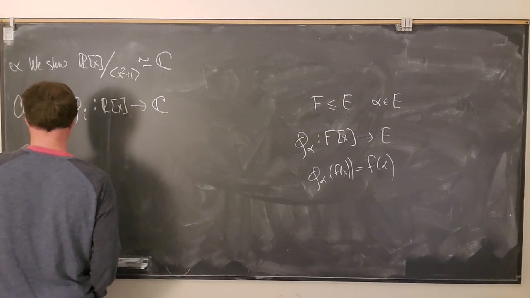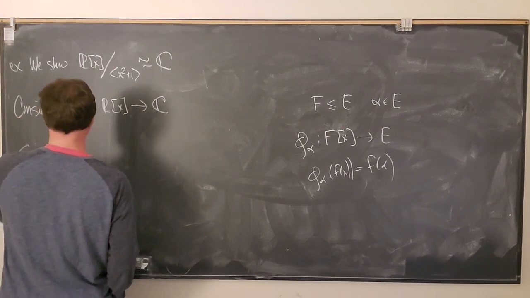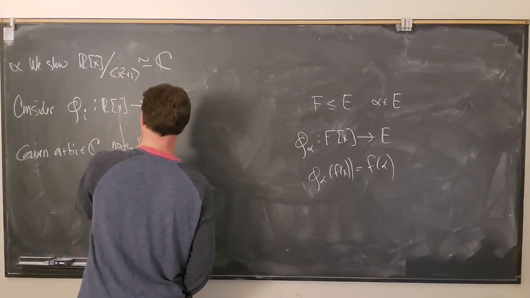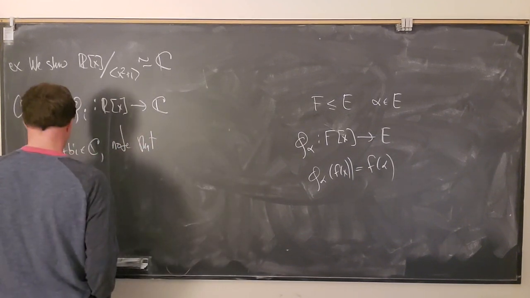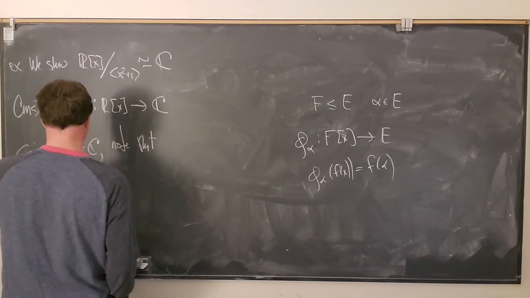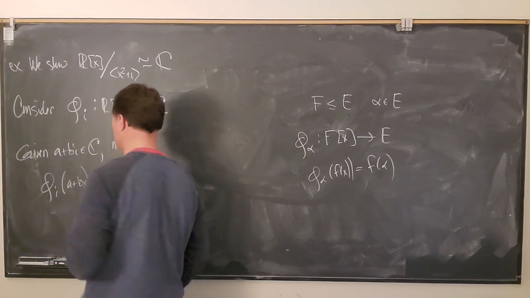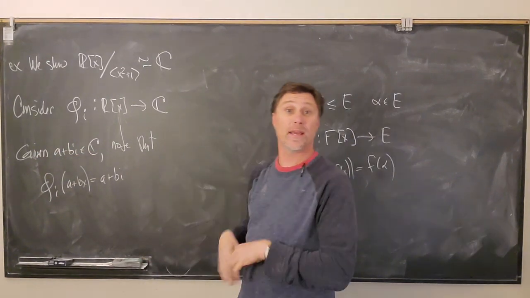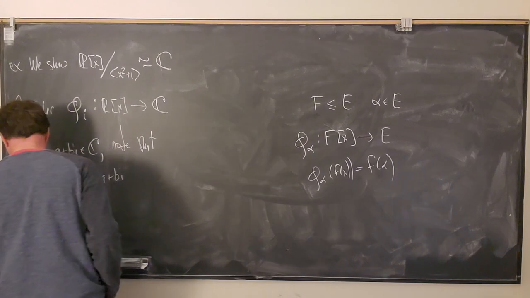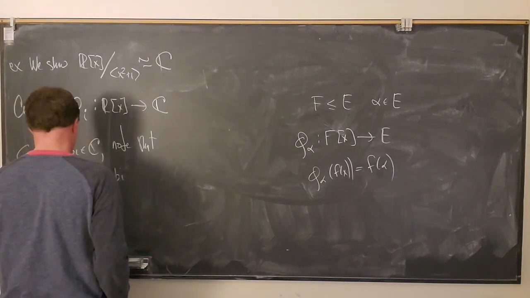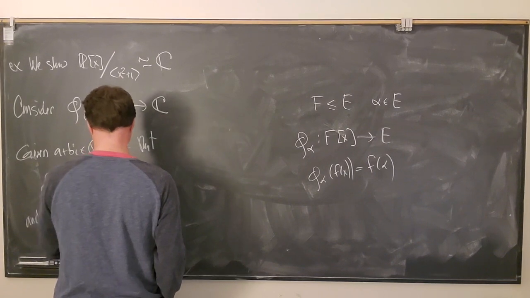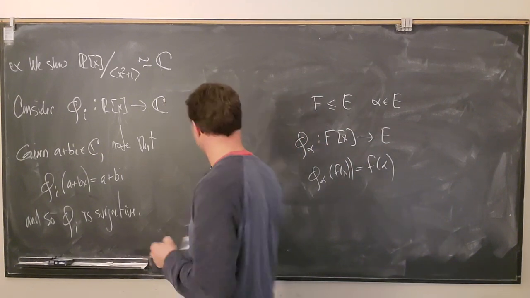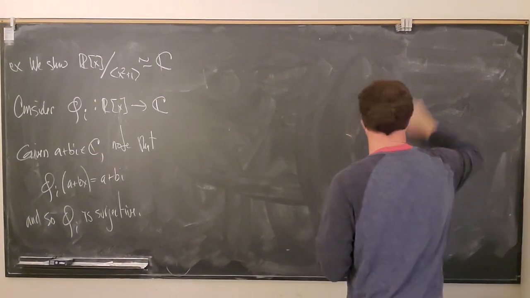Given a + bi in C, note that φ_i of the polynomial a + bx is equal to a + bi. So no matter what complex number I choose, I can find a polynomial whose output is that complex number. And so φ_i is surjective, so the image of φ_i is all of the complex numbers. The next thing we need to do is identify the kernel.